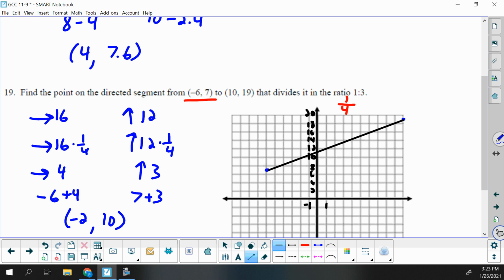And see if what we have is reasonable. -2 would be right here. 2, 4, 6, 8, 10. It looks like that is reasonable.